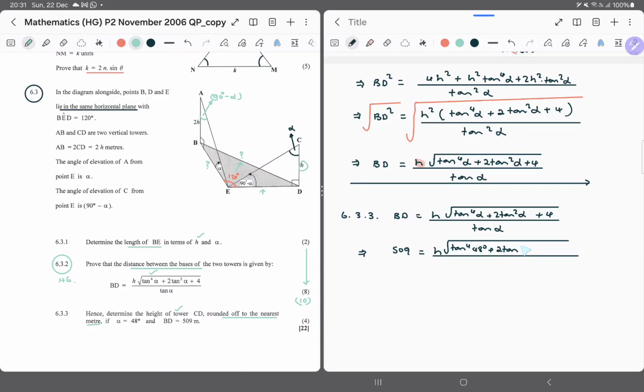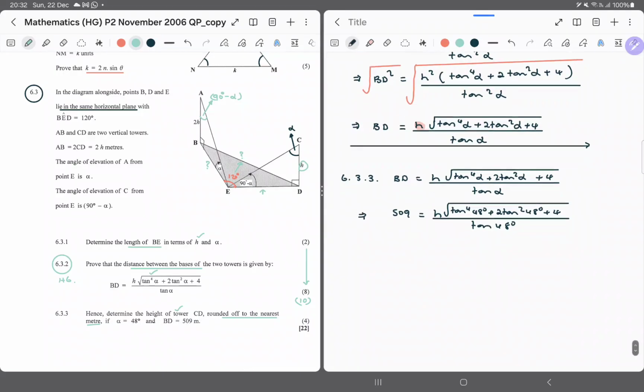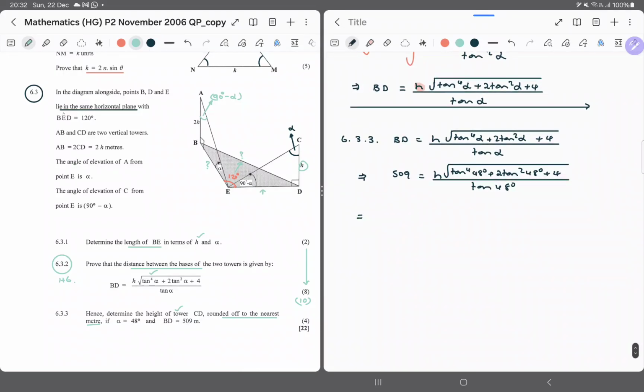Plus 2 10 squared. 48 degrees plus 4 divided by 10. 48 degrees. Then we take it down a bit. Now we can fix it. This implies, when we isolate h, I mean this is over 1, right? Then we cross multiply this thing. And then we isolate h.